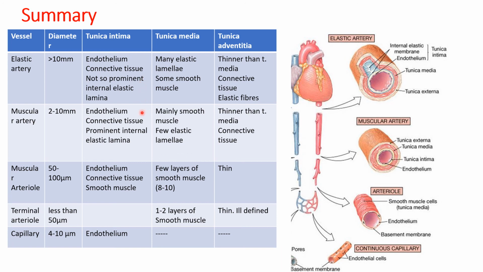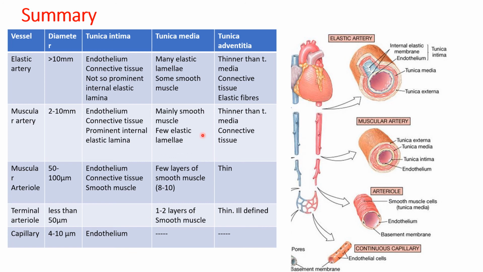In the muscular artery, all these three layers are there in the tunica intima, and the internal elastic lamina is very prominent. Muscular arteriole has again the endothelium, subendothelial connective tissue, and the elastic lamina, but the elastic lamina may be present or may be absent. Terminal arteriole will not have the internal elastic lamina, and capillary is made up only of the endothelium.